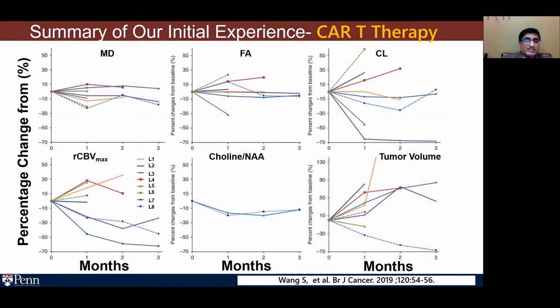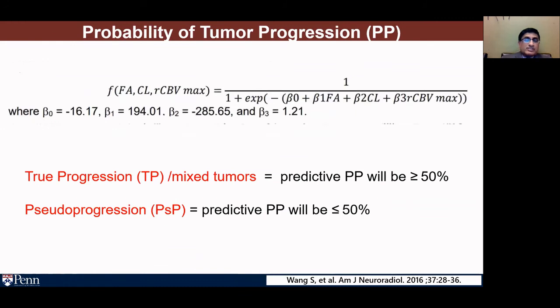So one way of combining these parameters, as I mentioned earlier, is to develop some kind of a predictive or classification model. Like in our previous case, we used a combination of FA, fraction anisotropy, coefficient of linear anisotropy, and the maximum value of the relative cerebral blood volume, so rCBV maximum. When we combine these three parameters together, we come up with a parameter called probability of tumor progression, which is also called PP value.